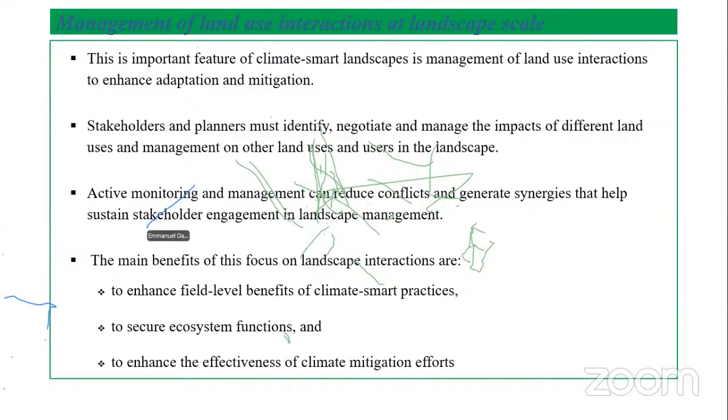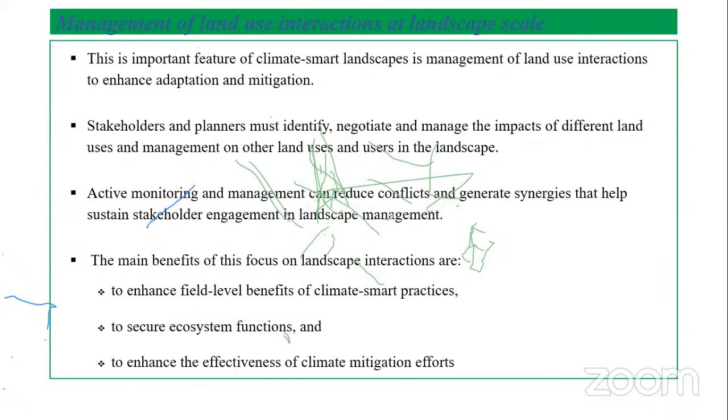The other key important issue is the benefits of this focus on landscape interaction. One, enhanced field level benefits of the climate smart practices. Okay, once we have applied the innovation solution, that is the climate smart agricultural practices like agroforestry, soil fertility management, improved variety, water harvesting technology, pest management strategies, all packaged. Okay, their design and ultimate goal is simply to enhance field level benefits or farm level productivity, or farmers' productivity, we can say.